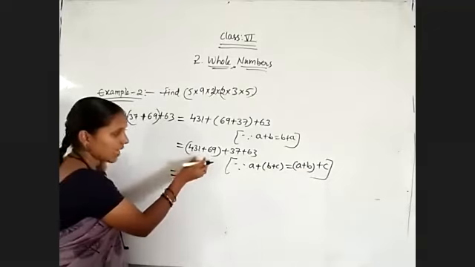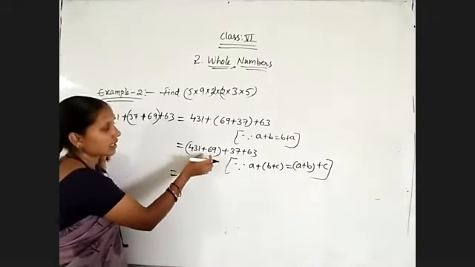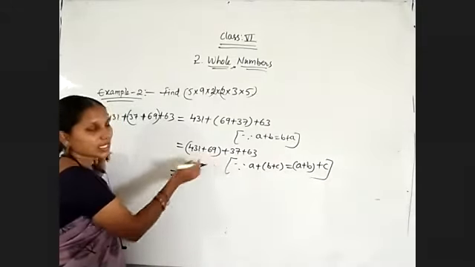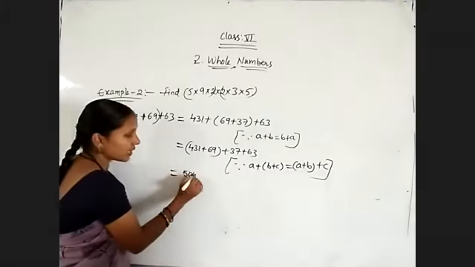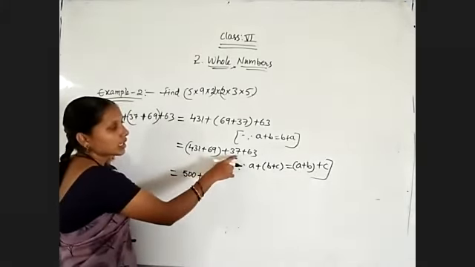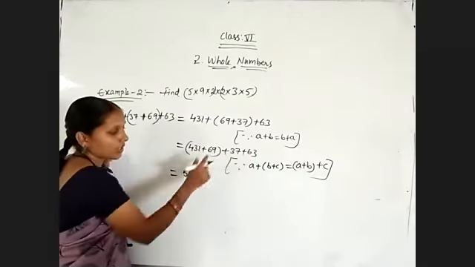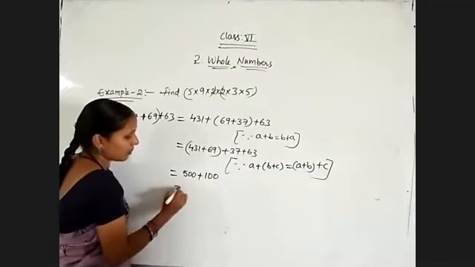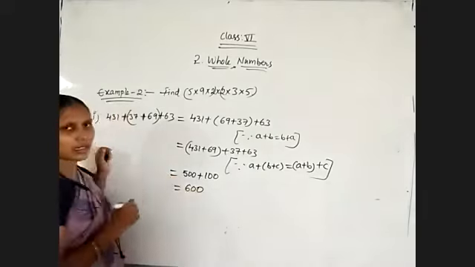So what is this value? 431 plus 60... 60 plus 10 is 70. 430 plus 70 is 500. Plus 37 plus 3 is 20 (sic)... 60 plus 30 is 100. So the complete answer is 600.